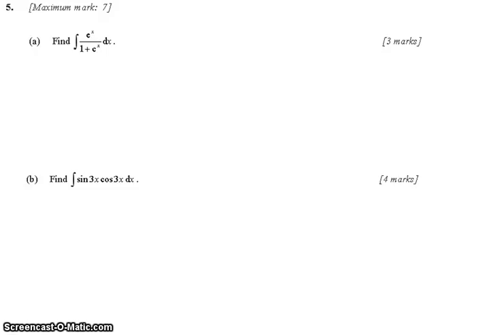Okay, question 5 was really quite tricky, and it did require you to spot a couple of tricks in order to answer it. But the first one really required you to notice that if you differentiate the bottom, then we get the top, i.e. you differentiate the bottom, the 1 disappears, and you're just left with e to the power of x. How does that affect it? Well, that means we can do ln of 1 plus e to the power of x.